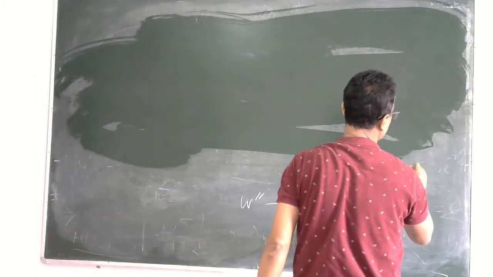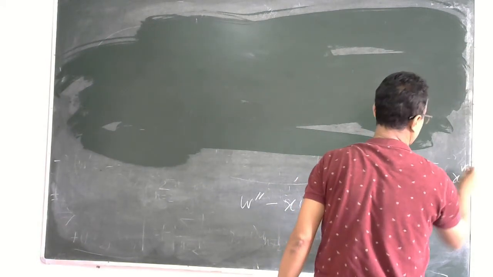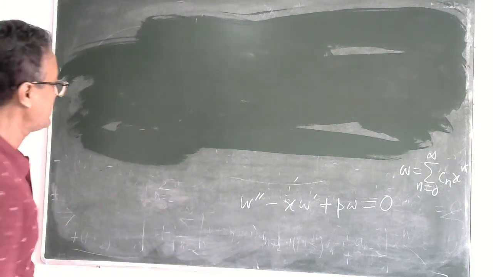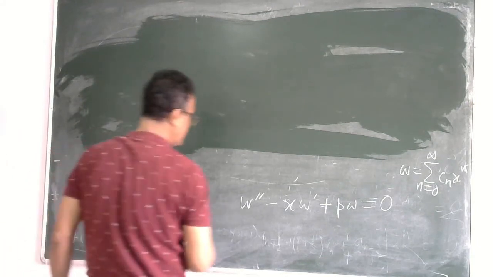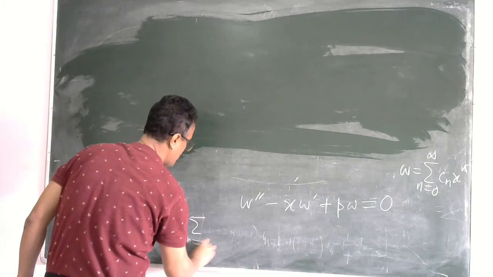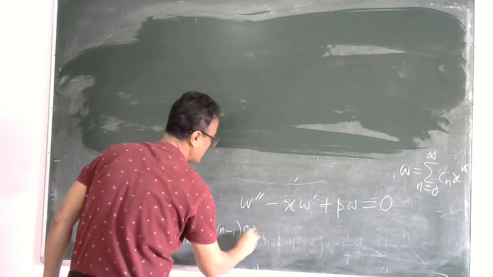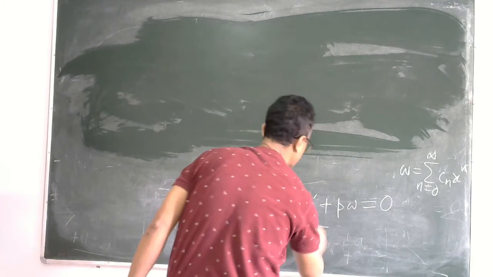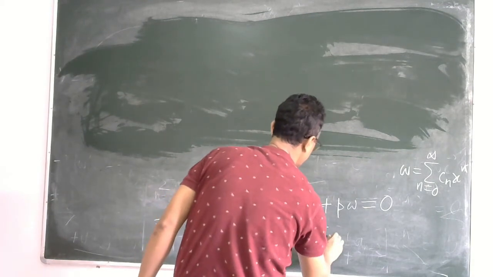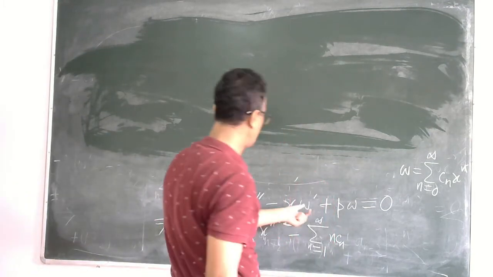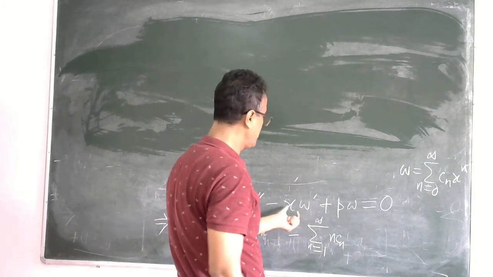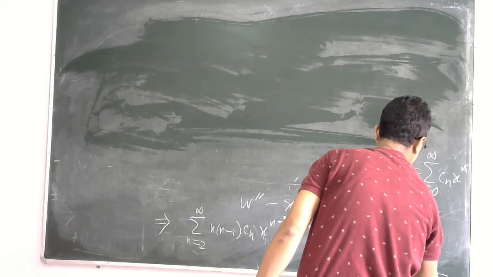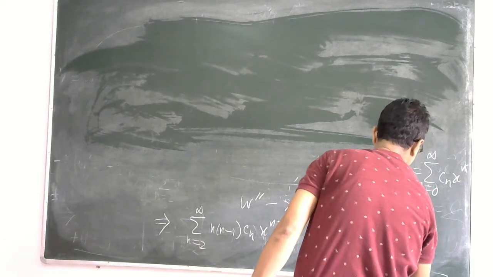Suppose I am using this for omega or w, whatever you choose to call it. Okay, so then again, this is going to give me the sum from n equal to 2 to infinity of n into n minus 1 c_n x to the power n minus 2, minus the sum from n equal to 1 to infinity of n c_n, and now this was x to the power n minus 1, with this x, simply this is going to be x to the power n, and then plus p times the sum of c_n x to the power n, going from 0 to infinity.